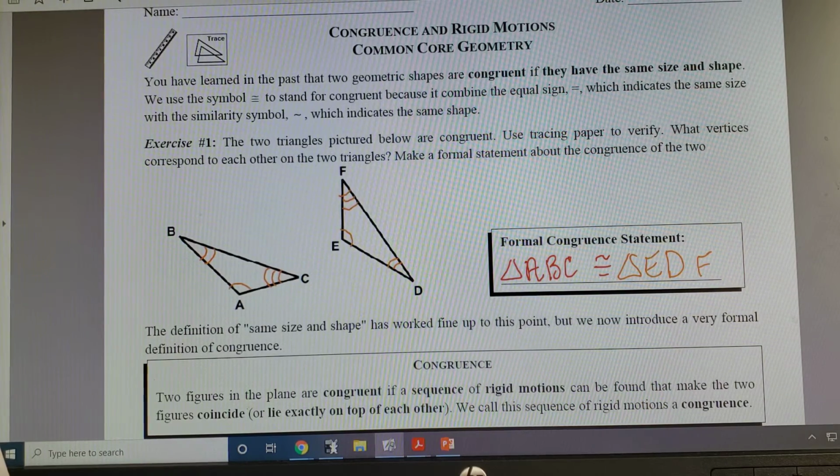Alright, so the definition of same size and same shape has worked fine up until this point, but now we're going to introduce a formal definition of congruence. Okay, so I'm going to erase this.